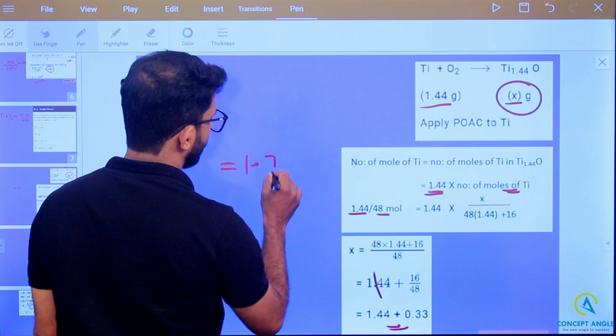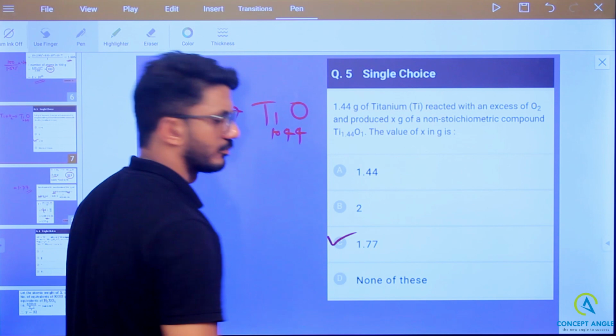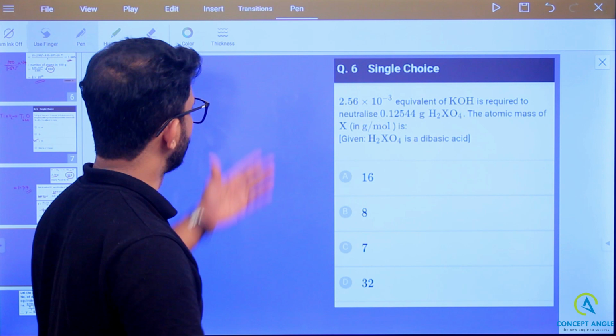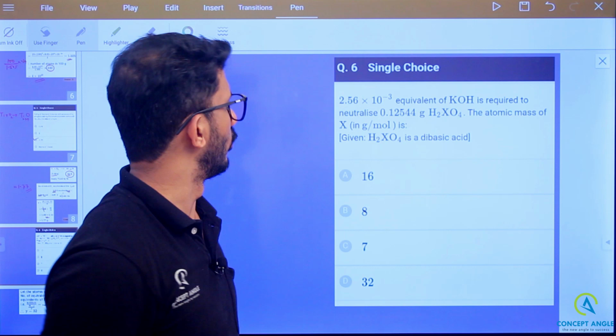ഓക്കെ, സോ ഓപ്ഷൻ ഏതായിരുന്നു? ദറ്റ് ഈസ് ഓപ്ഷൻ C. ഓക്കെ, ലെറ്റ്സ് മൂവ് ടു നെക്സ്റ്റ് ക്വസ്റ്റ്യൻ. ദിസ് ഈസ് ക്വസ്റ്റ്യൻ നമ്പർ 6. ജസ്റ്റ് റീഡ്. 2.56 ഇൻറ്റു 10⁻³ ഇക്വാലൻസ് ഓഫ് KOH ഈസ് റിക്വയേർഡ് ടു ന്യൂട്രലൈസ് 0.12544 ഗ്രാം ഓഫ് H2XO4. X അൺനോൺ, H2XO4, ദ അറ്റോമിക് മാസ് ഓഫ് X ഇൻ ഗ്രാം.